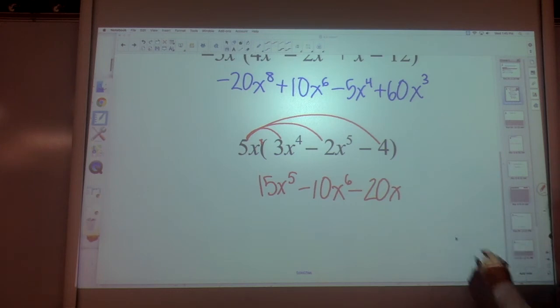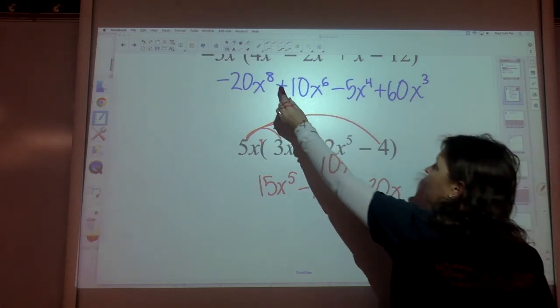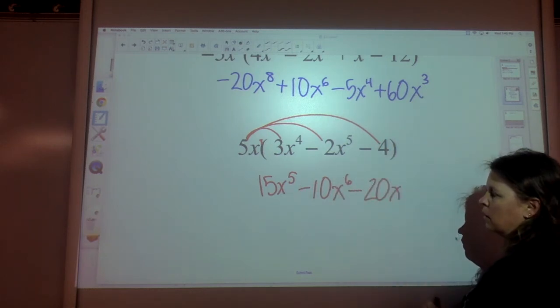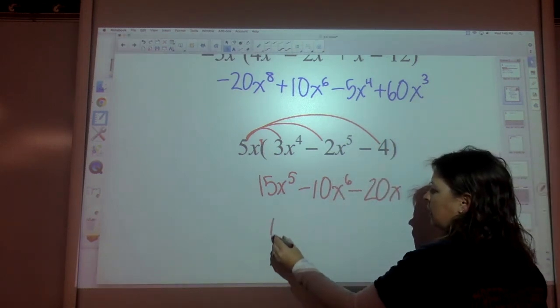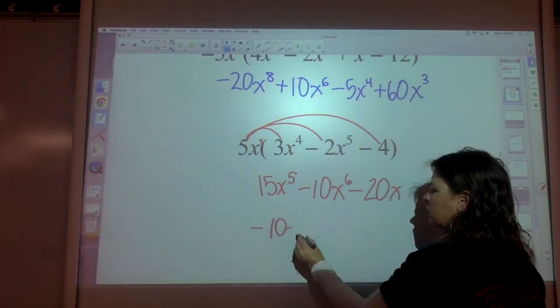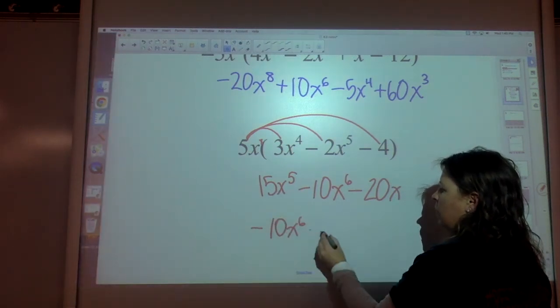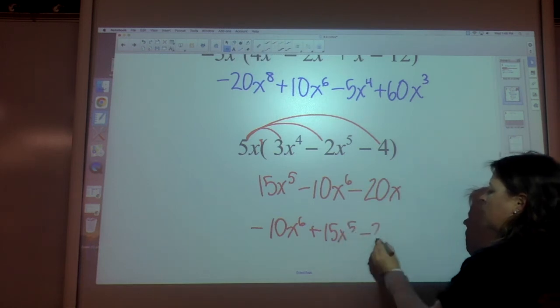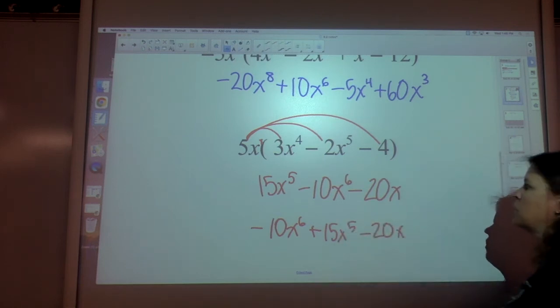Whoops, I was leaning on the board. And you might be like, okay, that wasn't so bad, except if you look carefully, you always got to check. 8, 6, 4, 3. It's got to start with the highest degree. Negative 10x to the 6th has to go first. Then your positive 15x to the 5th. And then your negative 20x. Make sure it's in order.